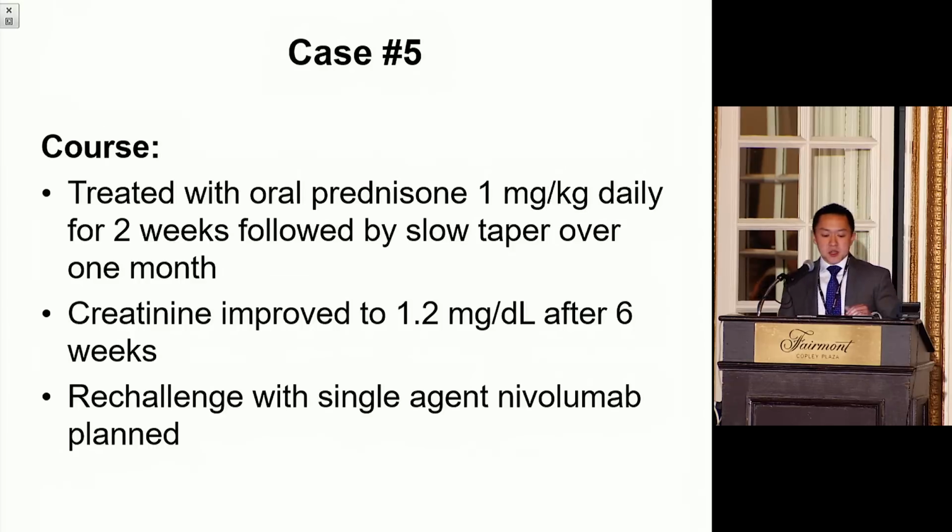So this patient was treated with oral prednisone, high-dose prednisone, for about 2 weeks, followed by a slow taper over a period of a month. The creatinine improved to 1.2, so pretty close to baseline over this period. And the oncologist is now thinking about re-challenging this patient with a single-agent checkpoint inhibitor therapy.